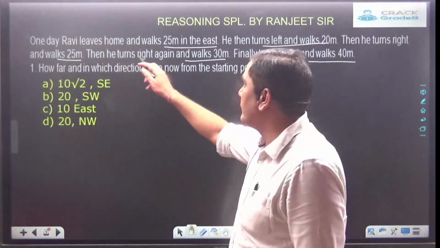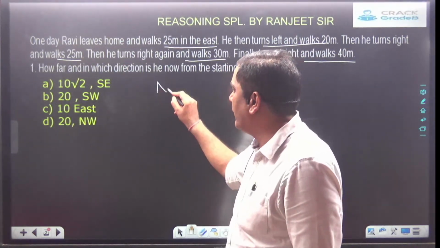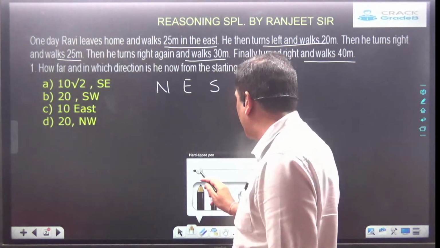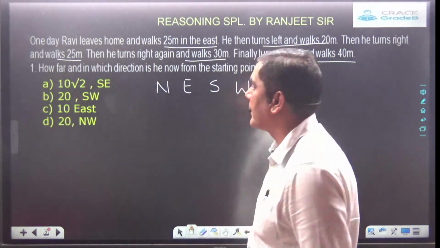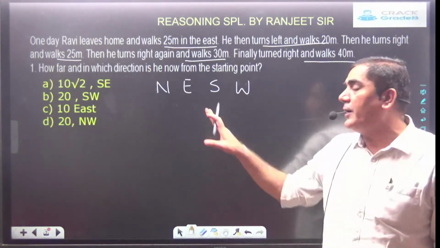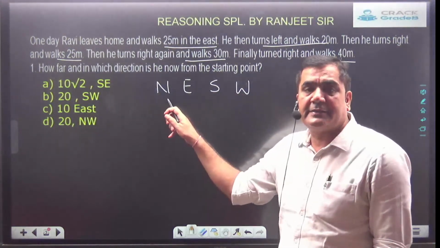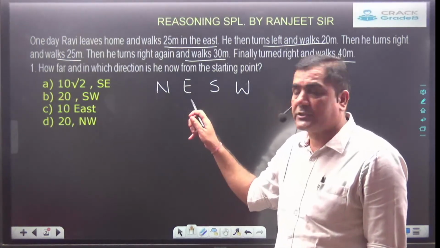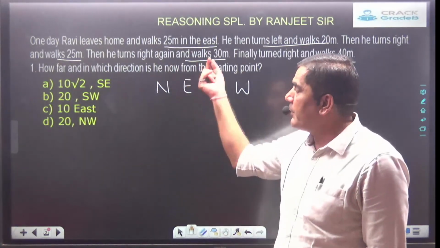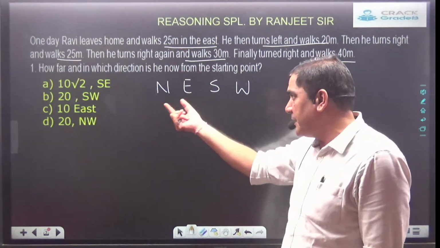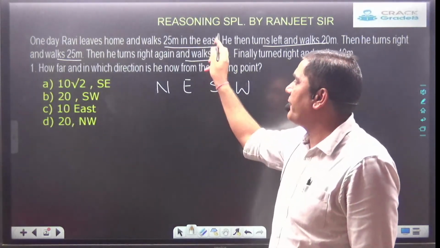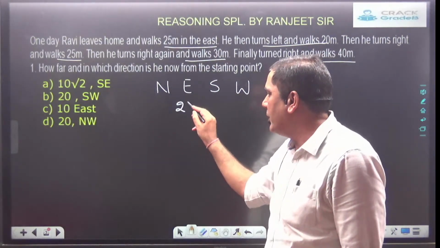Whenever any question based on movement is going to come, simply use the concept of NESW. I am revising the concept because I am going to use the same concept for 2 persons movement also. N stands for north, E stands for east, S stands for south, and W stands for west. Now just read the problem and write the numbers in the direction in which the person is moving. Here they are saying, one day Ravi leaves home and walks 25 meter in the east, right? 25 below east.